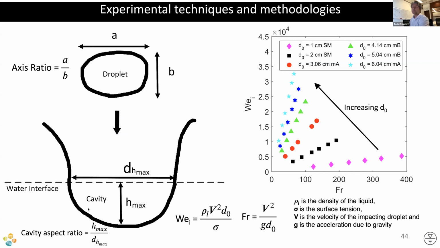And then in the water interface, we're going to look at the cavity depth, H max. And at H max, we're going to measure the width of the cavity, and we're going to call that D max. And we're going to look for its largest diameter. So that will give us a cavity aspect ratio of H max over D max, and this will be the maximum of this particular behavior.